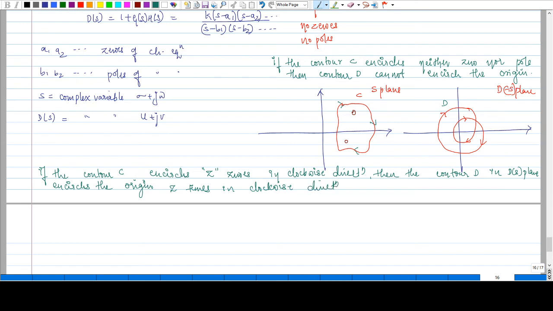So it is like if you take Z zeros in the clockwise direction in the S plane, that many encirclements will occur in the D of S plane in the same direction as that of the original. Here, in the S plane, if you have two zeros in the clockwise direction, then in the D of S plane you will have two encirclements around the origin in the clockwise direction. If in the S plane you have three zeros in the anti-clockwise direction, then in the D of S plane you will have three encirclements around the origin in the anti-clockwise direction. So the encirclement of the origin will be in the same direction as that of the encirclement of the zeros in the S plane.